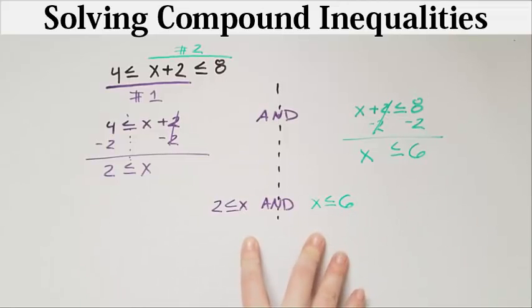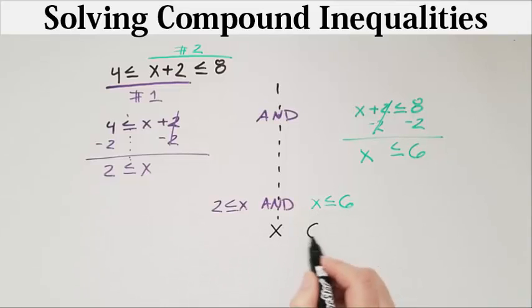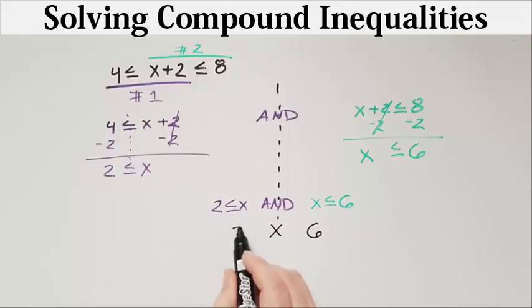Now, how do we rewrite this smooshed together like they tried? So we're both looking at the number x. So here's our x. This x was compared to 6. This x was compared to 2.